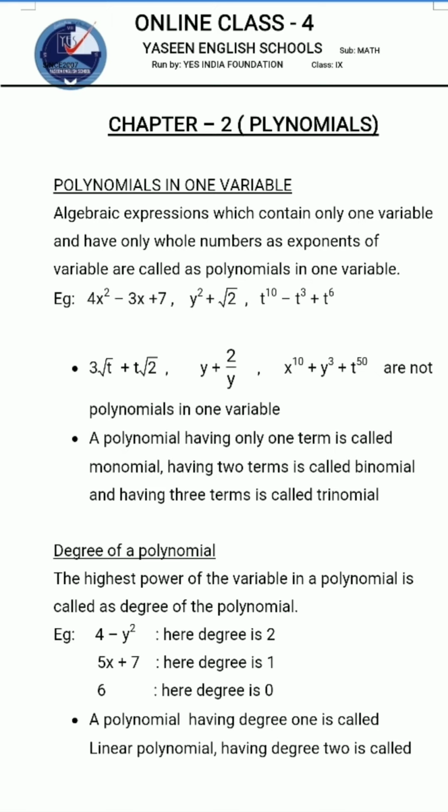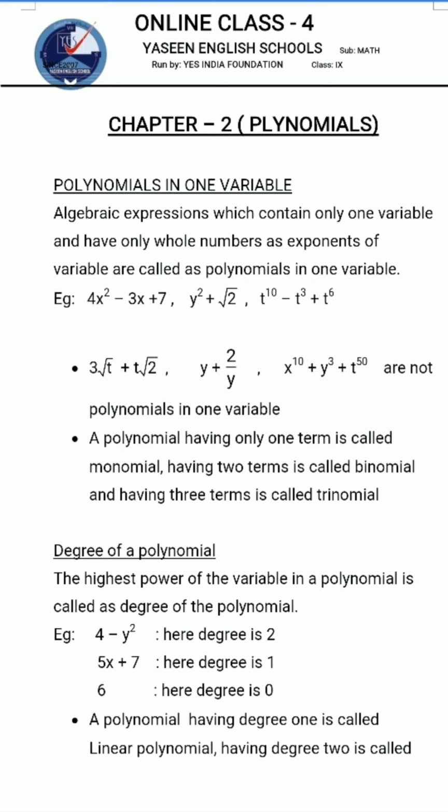So in the first example you can see only one variable is there. And what is the power of x? In 4x square, the power is 2. Then in minus 3x, the power is 1, since x means x raised to 1. So the exponents of x are 2 and 1. Both are whole numbers. That's why it is a polynomial.